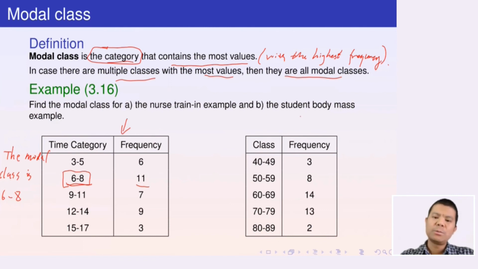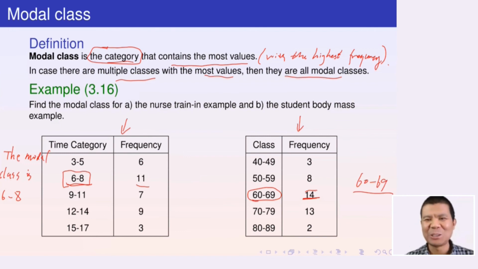Now what about this one? What is the modal class? Very good. This 14 is the highest frequency, so the modal class is 60 to 69.